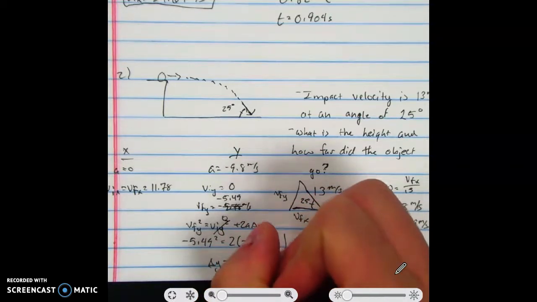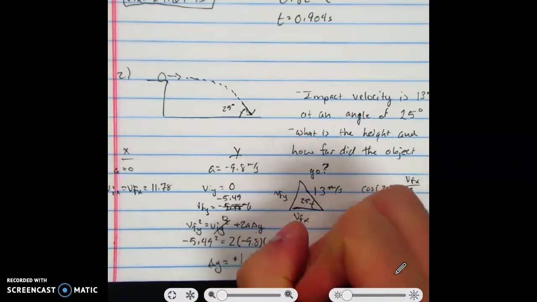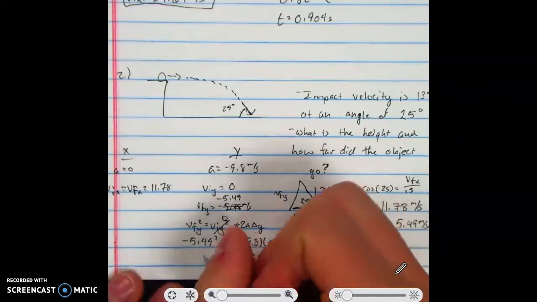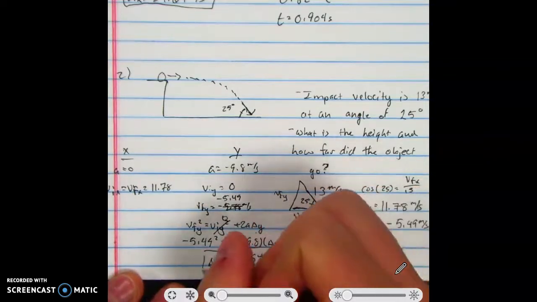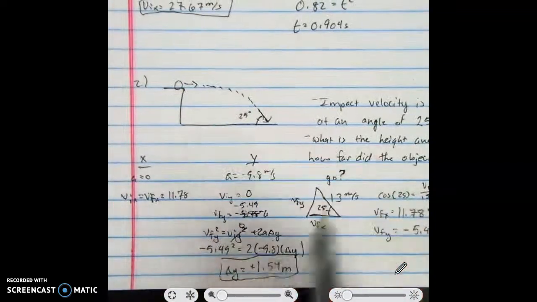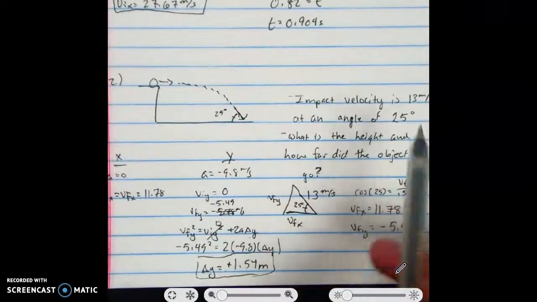Okay, so remember, this object is starting at height up. So I specifically include the positive sign for this, because remember, in your calculator, it's going to give you negative. So make that positive. So we have a height.